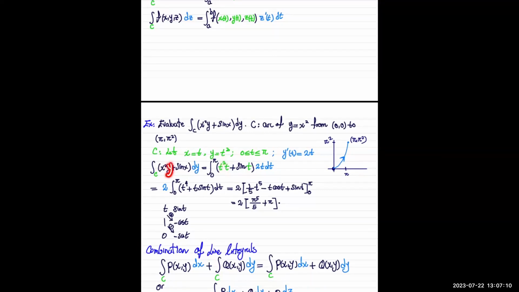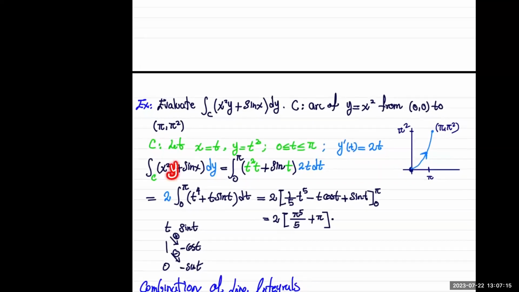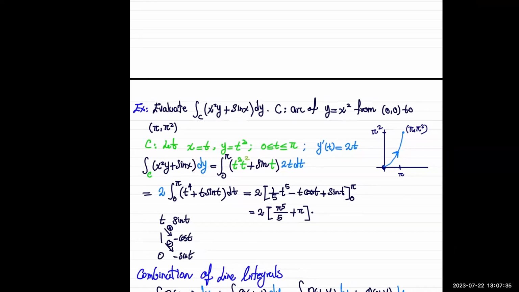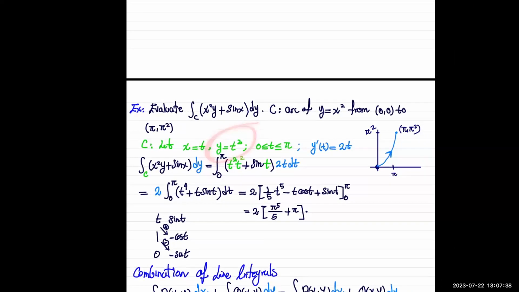Then y is t squared. Let me fix that. This y is a t squared. So we put t squared for this y. Therefore, there should be a square over here. Plus the sine of x, and x here is just t. dy is the derivative of y. Since y is t squared, the derivative is 2t. So dy becomes 2t dt.